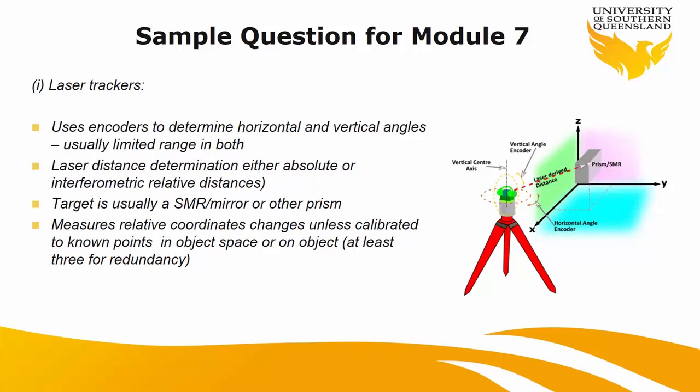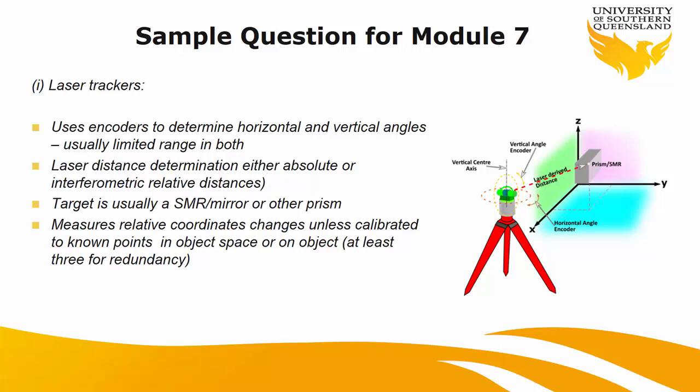Let's have a look at the laser tracker together. As I said, it can measure the distance, either absolute or interferometric or relative distance, using the encoders to determine. This is an example of the answer, yeah? Quickly bullet point all the main points. First, it's using encoders to determine horizontal and vertical angle. There are two distances it can measure. Yeah. What else? Targets are usually the SMR, a mirror type of prism.